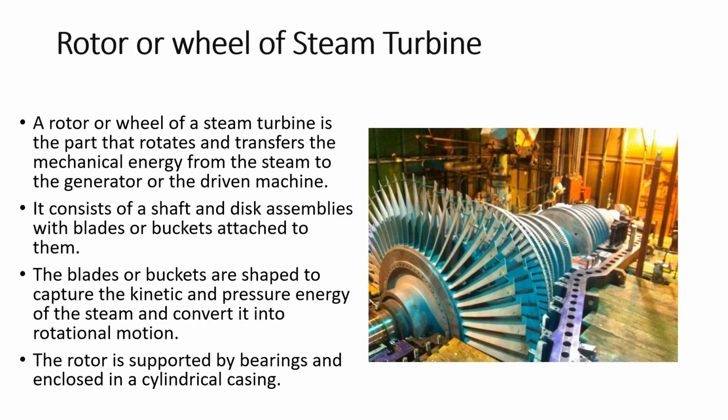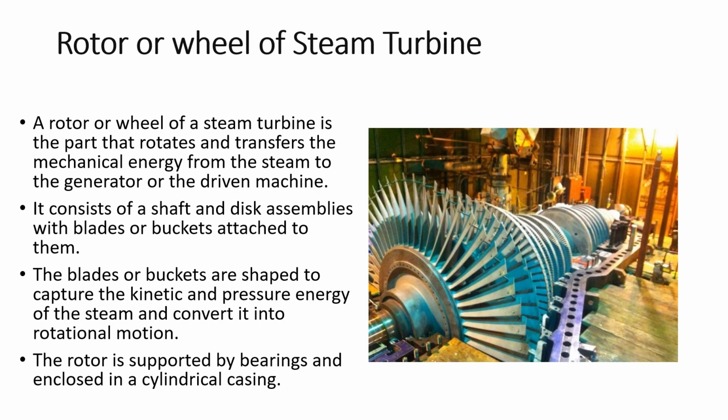A rotor or wheel of a steam turbine is the part that rotates and transfers the mechanical energy from the steam to the generator or the driven machine. It consists of a shaft and disc assemblies with blades or buckets attached to them. The blades or buckets are shaped to capture the kinetic and pressure energy of the steam and convert it into rotational motion. The rotor is supported by bearings and enclosed in a cylindrical casing.